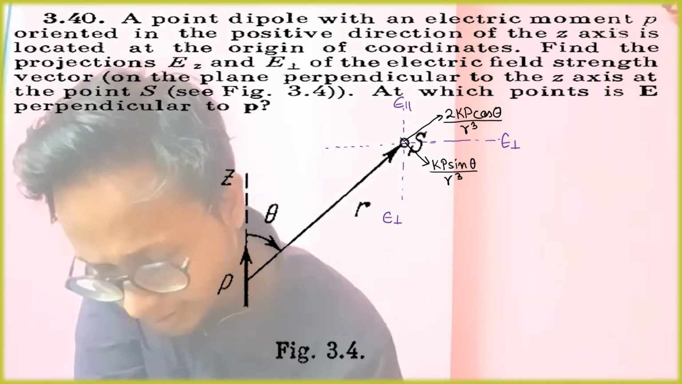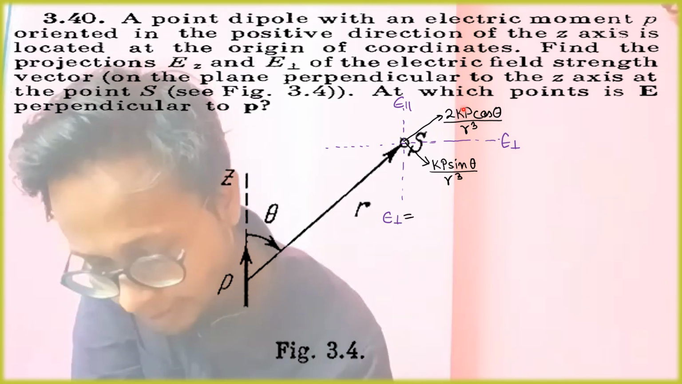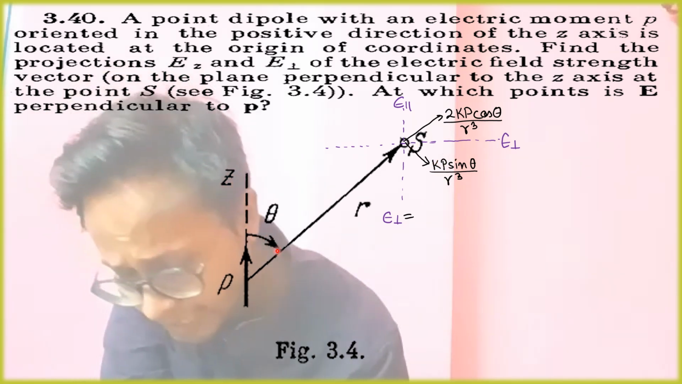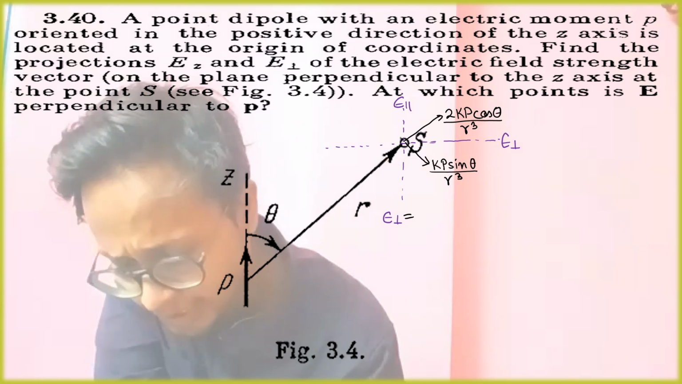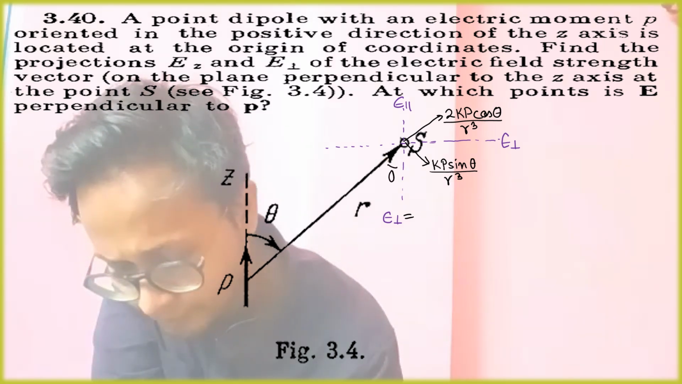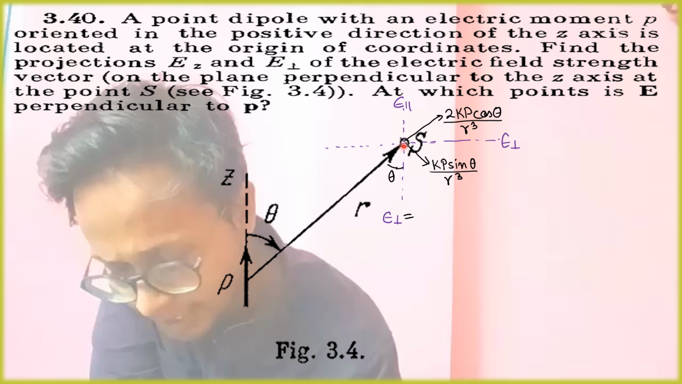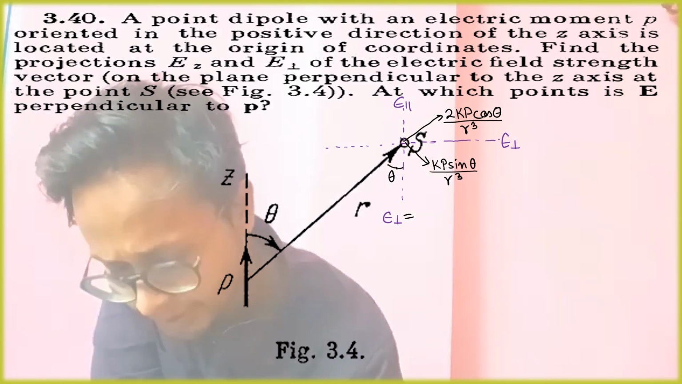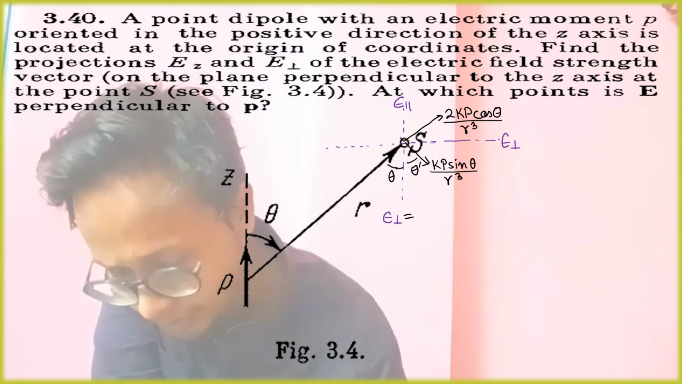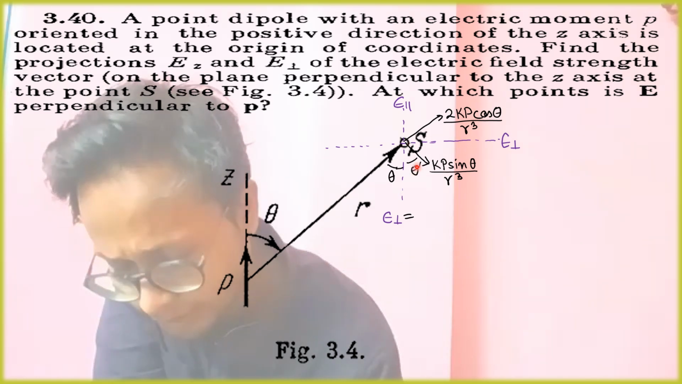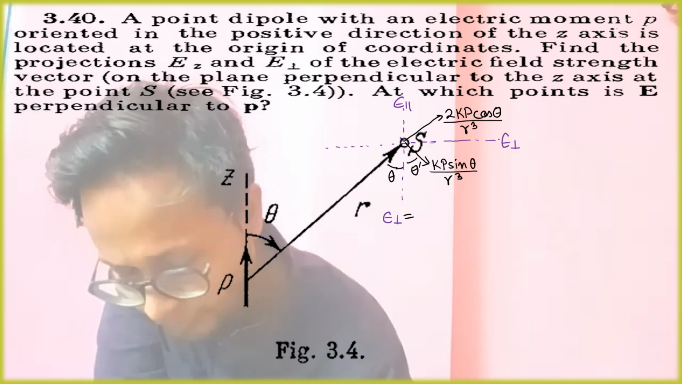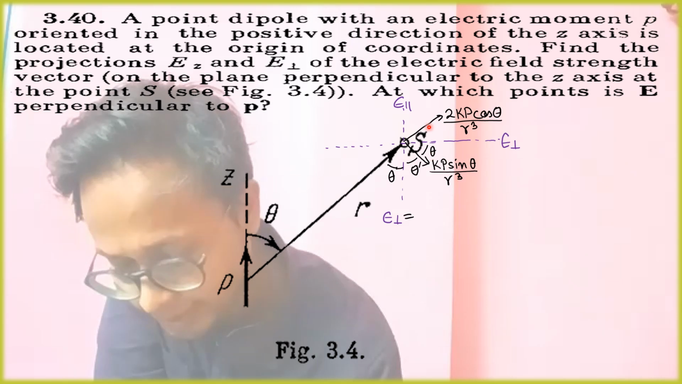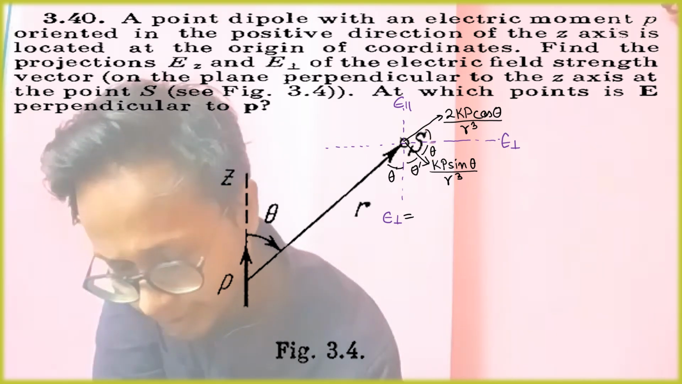E perpendicular is nothing but the component of this vector along this line plus the component of this vector along this line. If this is angle theta, how much is this angle? This angle is also theta. This line and this line make 90 degrees. If this is theta, this is 90 minus theta, which can be written as theta dash. Now this line and this line are 90 degrees, theta dash or 90 minus theta, so this angle would be theta. And this line and this line are also 90 degrees, so if this is theta, this is 90 minus theta or theta dash.